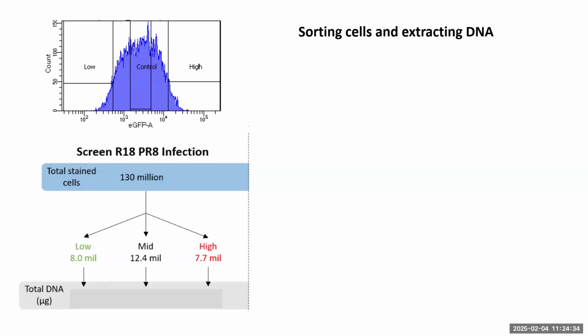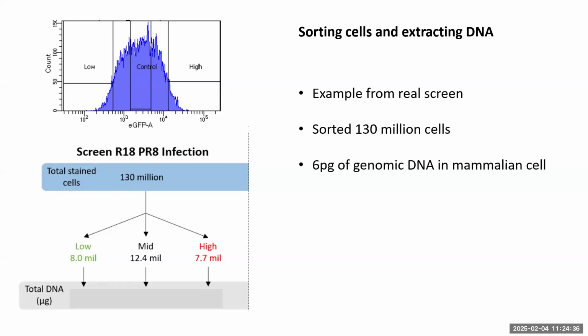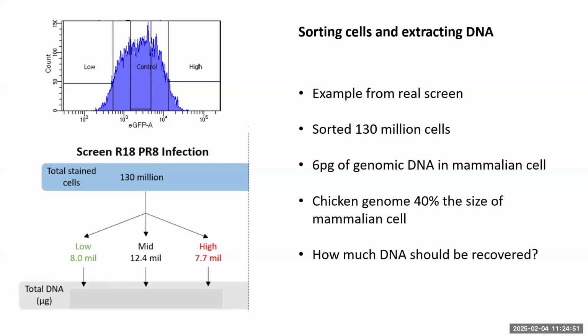So if we think about it, we know that we get about 6 picograms of DNA from a mammalian cell. And then the chicken genome is about 40% the size of a mammalian genome. So how much DNA should be recovered?